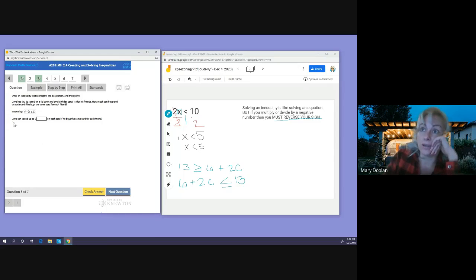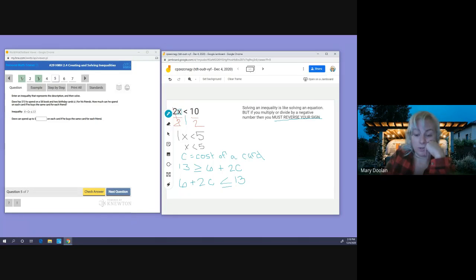So I need to know, Dave can spend up to blank dollars on each card. That means, what does c equal? c is the cost of the card. c equals cost of a card. And that's what they're asking me. How much can he spend on each card? Well, what is the cost of a card? So this is what I have to solve.